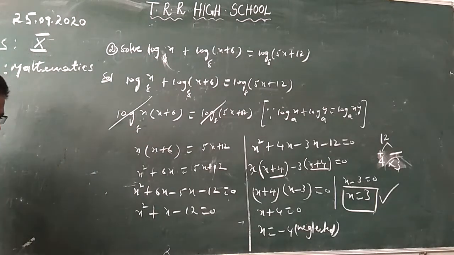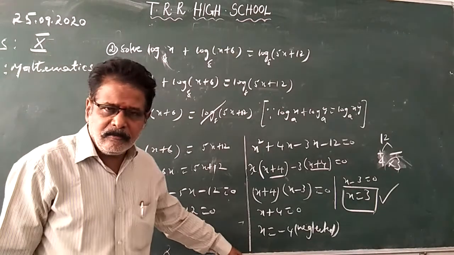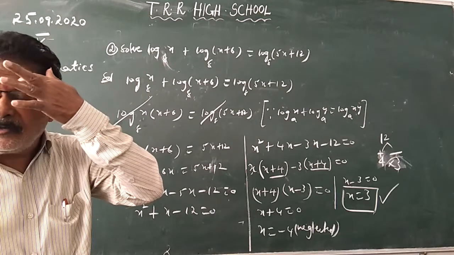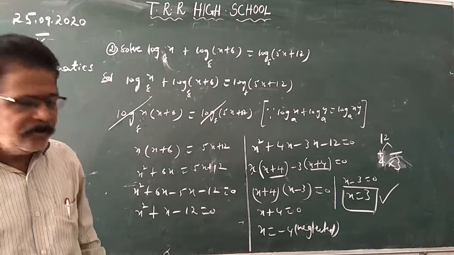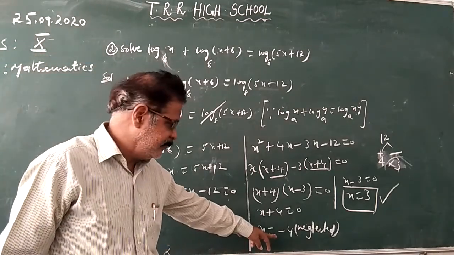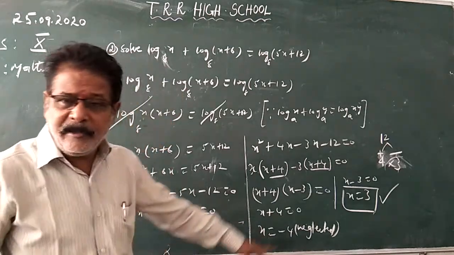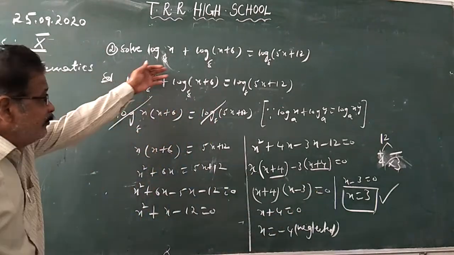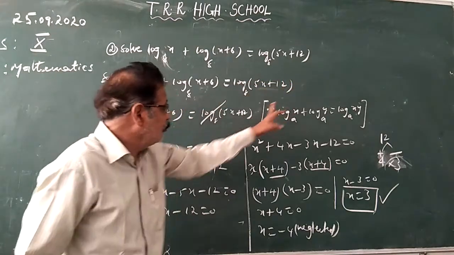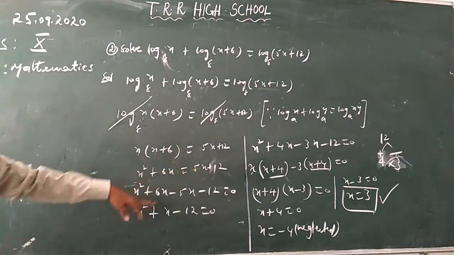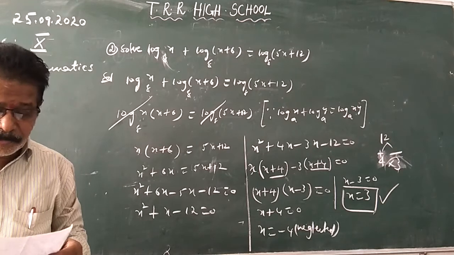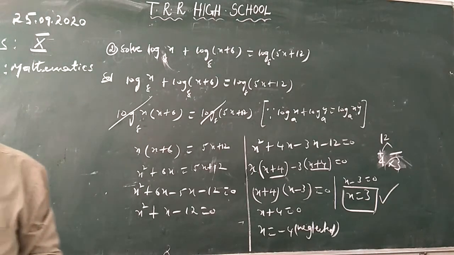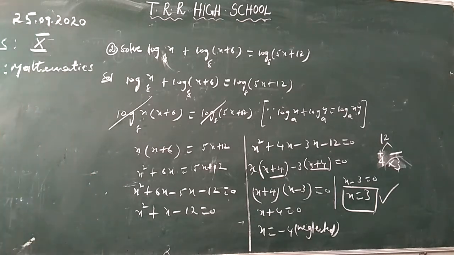When you solve it, why are we not taking x equal to minus 4? Generally, log values are not defined for negative values, so we omit these negative values. We accept only positive values. By mistake, instead of 12 I wrote 2, and I corrected it here. I hope you understand, children. Next we go for one more important concept, the third one.